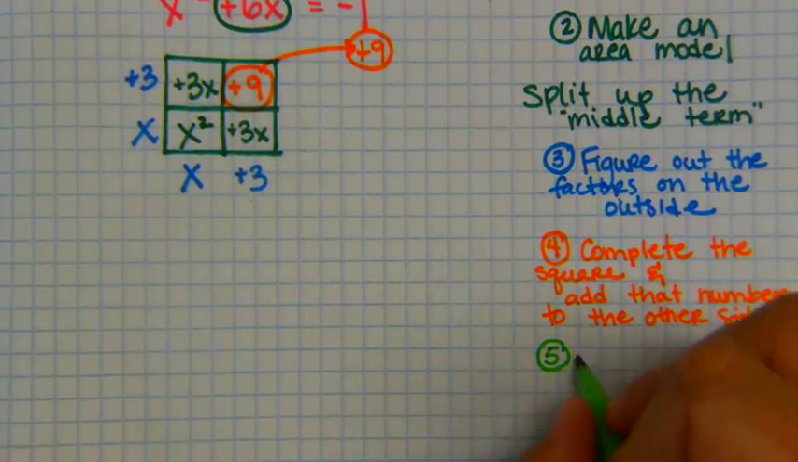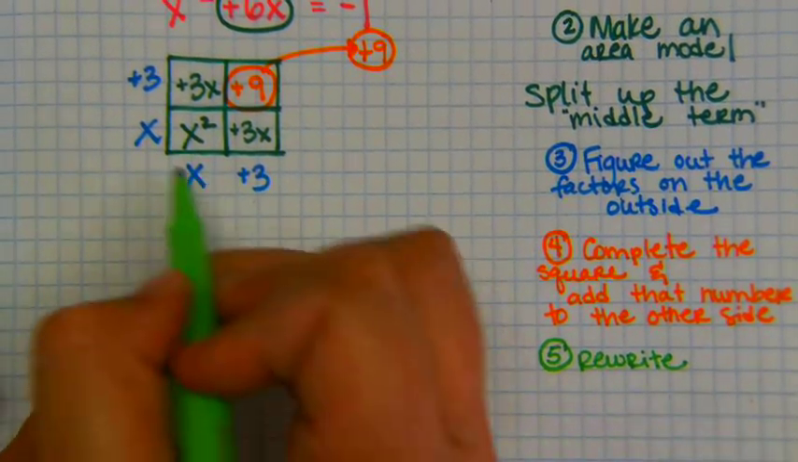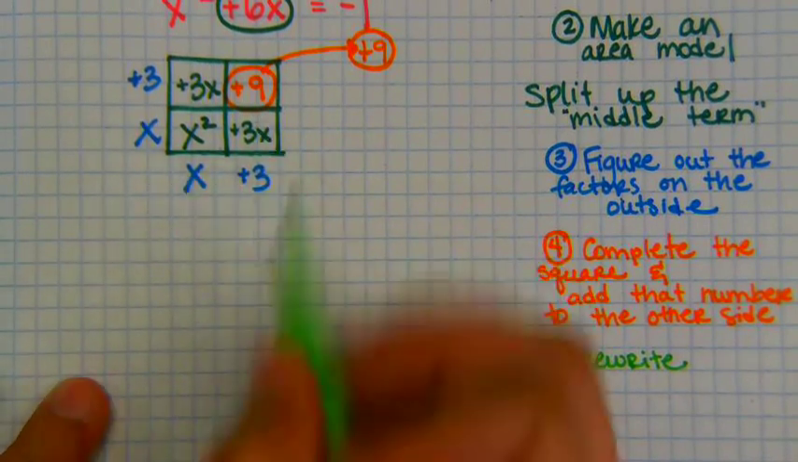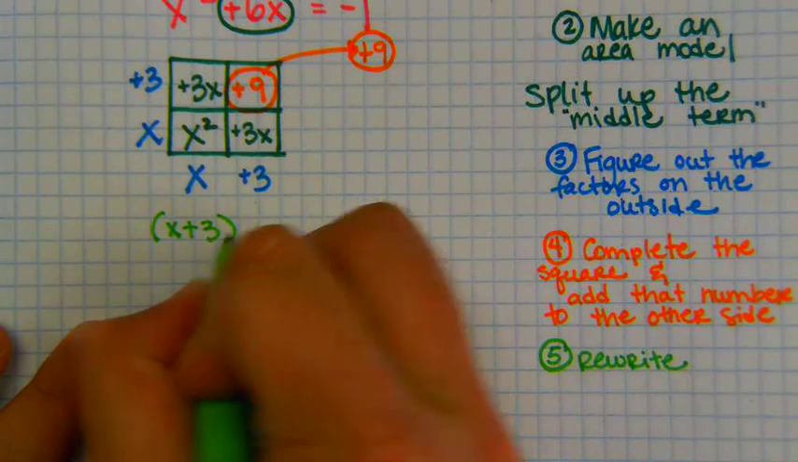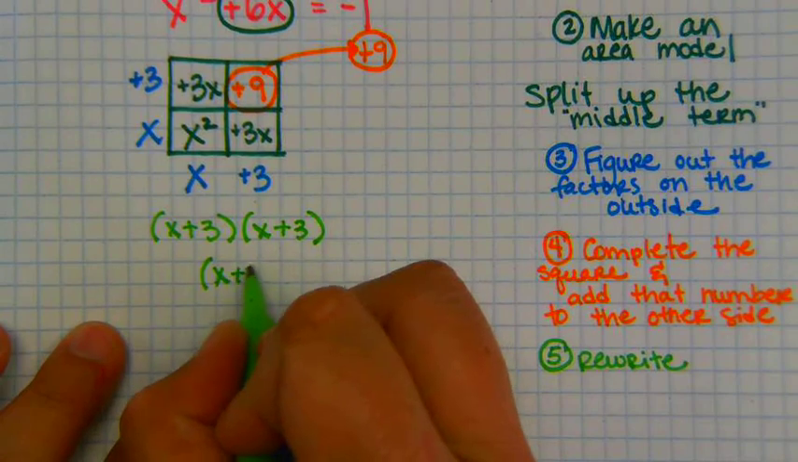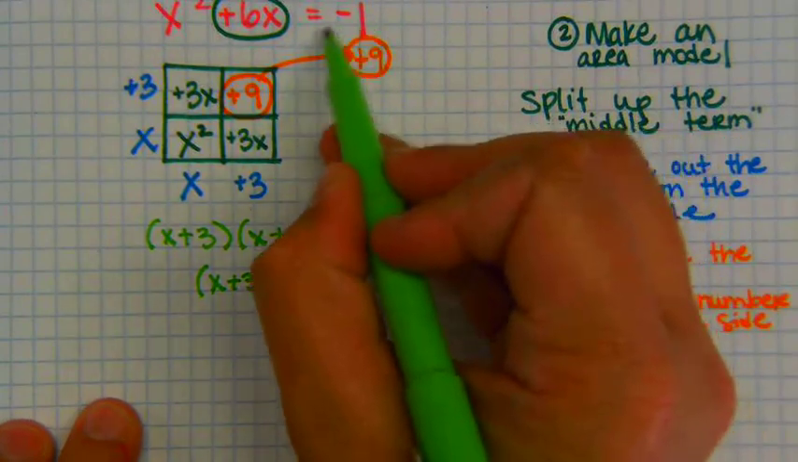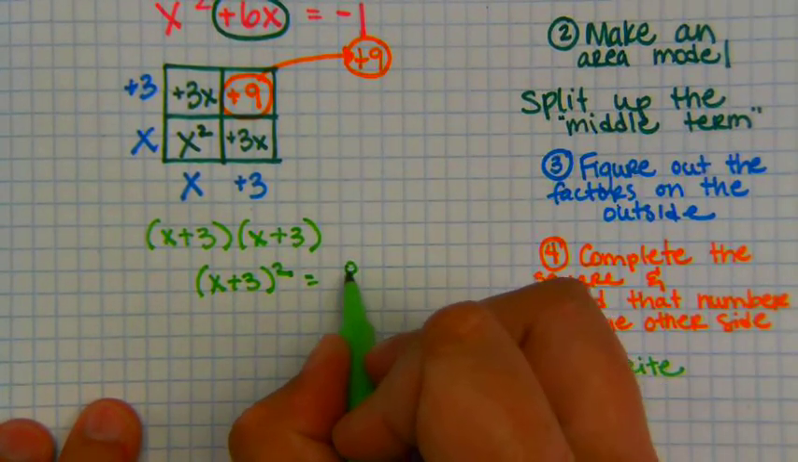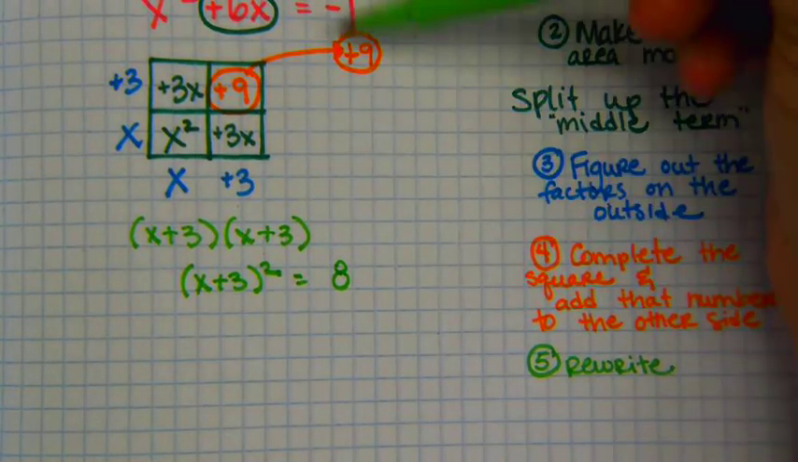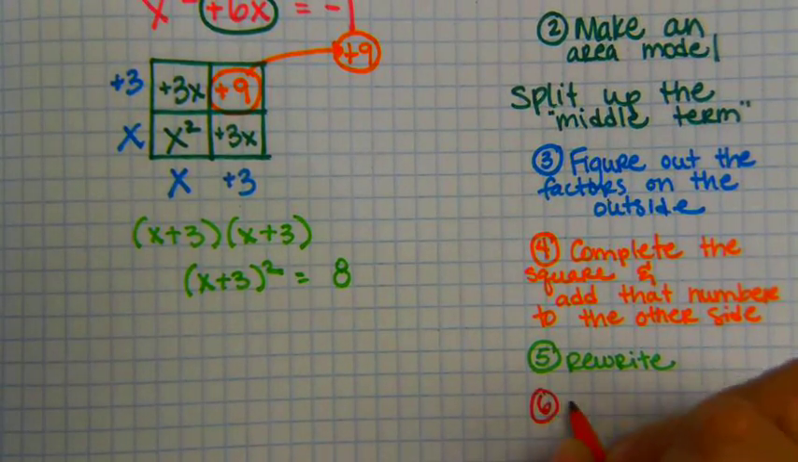Step 5 is going to be to rewrite. Now I have x plus 3 written like that, but I can also write that as x plus 3 squared. That's the same thing. And that's going to equal -1 plus 9, which will be 8. Because I added those. And then our last step is going to be to solve.